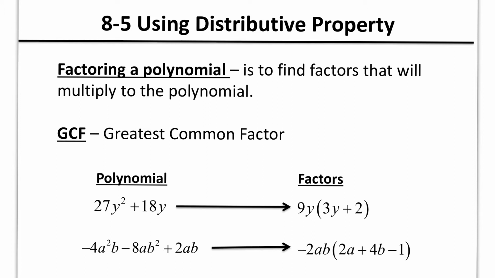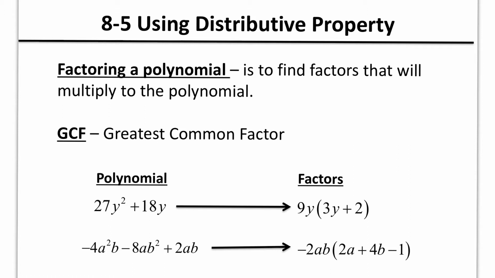So here are two examples that you see on the bottom of the screen. Now, if you have a polynomial, notice this here is a binomial. We have 27y squared plus 18y. We want to find two factors, or two different polynomials, that will multiply to this polynomial. And I give you the answers over here. So the factors of this polynomial are 9y, that's one factor, times 3y plus 2. So you can multiply those two polynomials. This is a monomial and this is a binomial, and you will get this back.